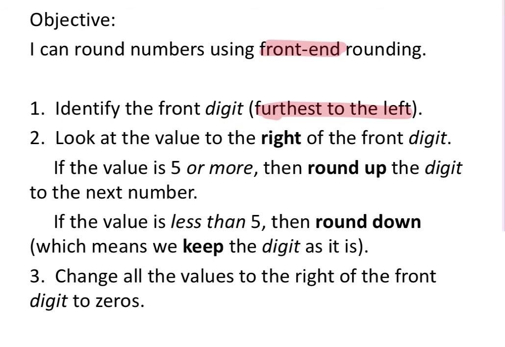And again, it's not like we're looking at a specific place value. We're just looking at the digit or place value furthest to the left in the number. After that, you look to the right of that place value, whatever that place value is. If that digit is five or more, you need to add one to the front end. If it's less than five, then you just keep that digit the way that it is. Change all other values to the right of our front end to zeros after that. That's it.